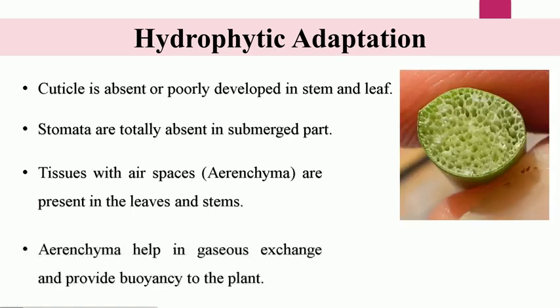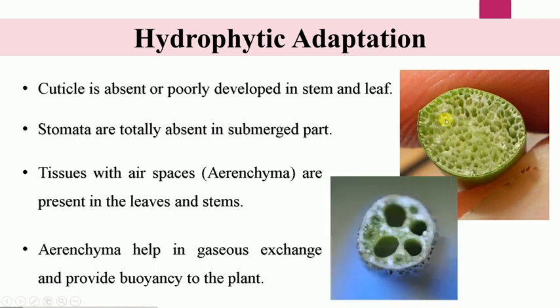The tissues of stem and leaves are filled with air spaces. You can see these structures are known as air spaces, and the tissue is known as parenchyma. And you can see in this picture this whole structure is the section of the stem of the hydrophyte, and you can clearly see the air spaces inside this structure.